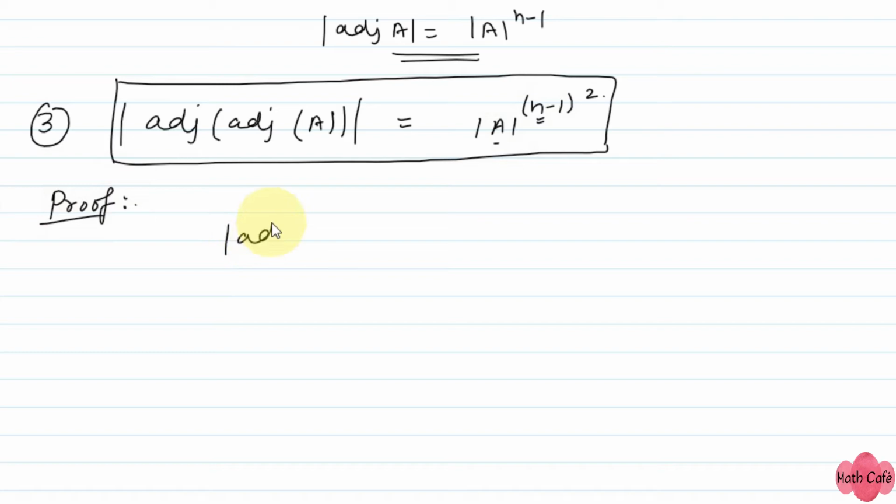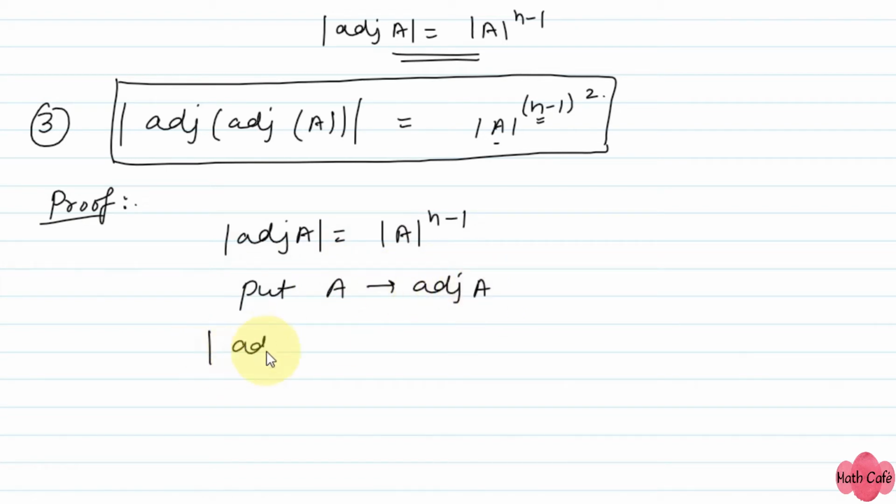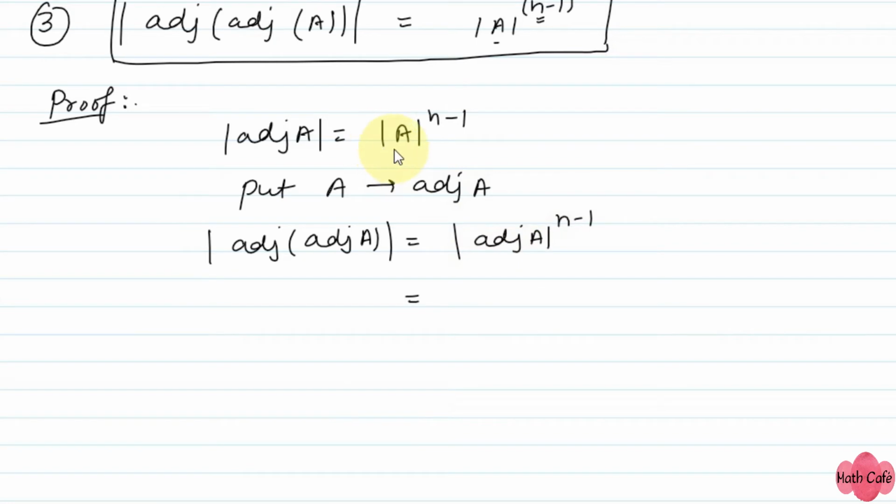As we know, determinant value of adjoint of A is nothing but determinant of A power n minus 1. Alright, so in this equation we will put A as adjoint of A. So finally we will get determinant of adjoint of adjoint of A is equal to determinant of adjoint of A power n minus 1. Determinant of adjoint of A is determinant of A power n minus 1, so that is determinant of A power n minus 1 and whole power n minus 1. So finally this will become determinant of A power n minus 1 square. Alright, so hope you understand this.